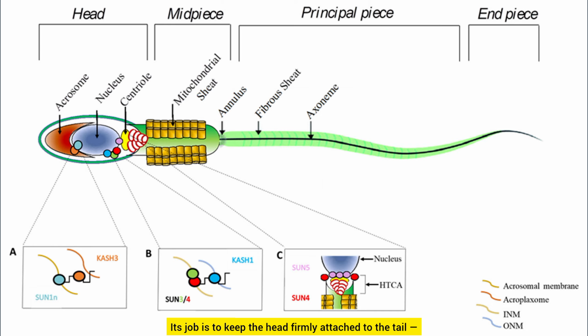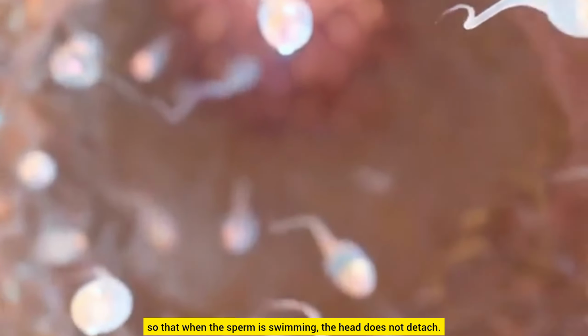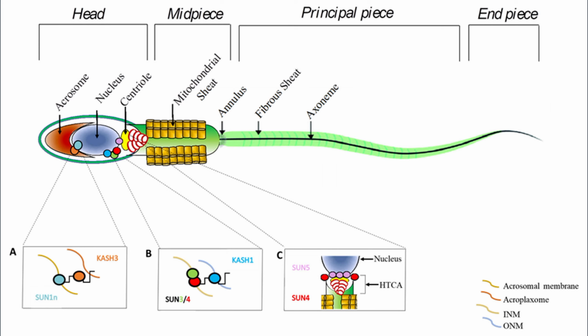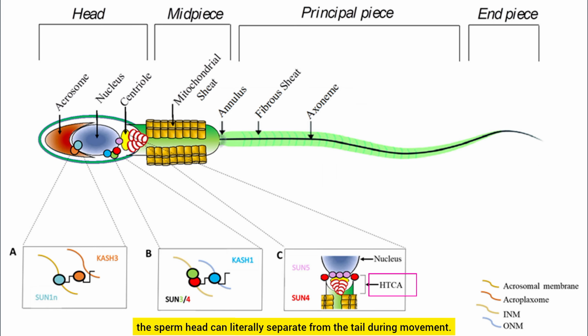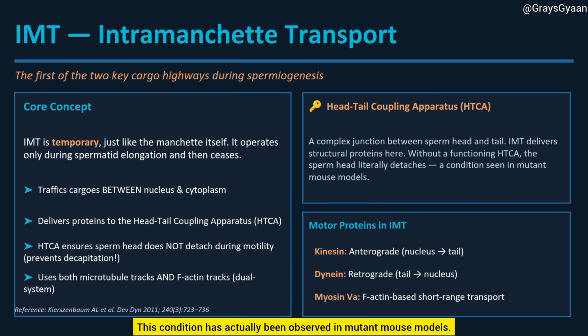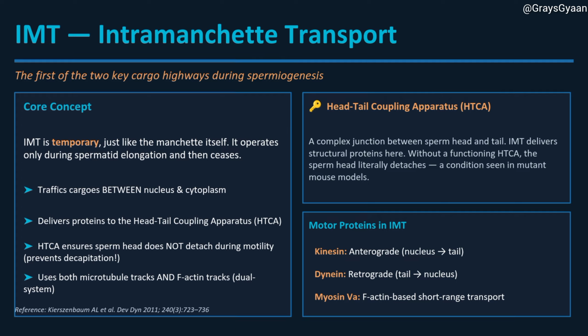Its job is to keep the head firmly attached to the tail, so that when the sperm is swimming, the head does not detach. If the HTCA does not form properly, the sperm head can literally separate from the tail during movement. This condition has actually been observed in mutant mouse models. And as you can imagine, this severely impacts male fertility.